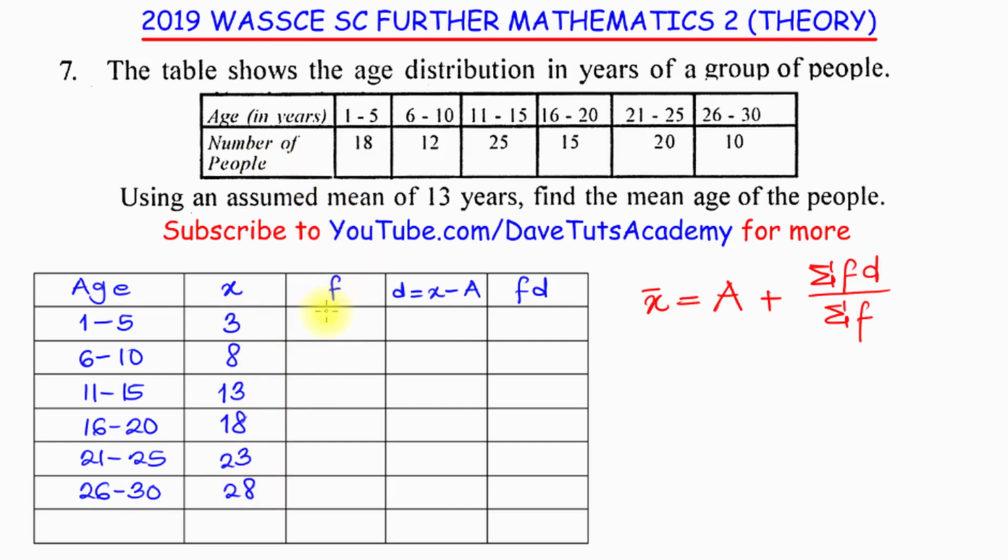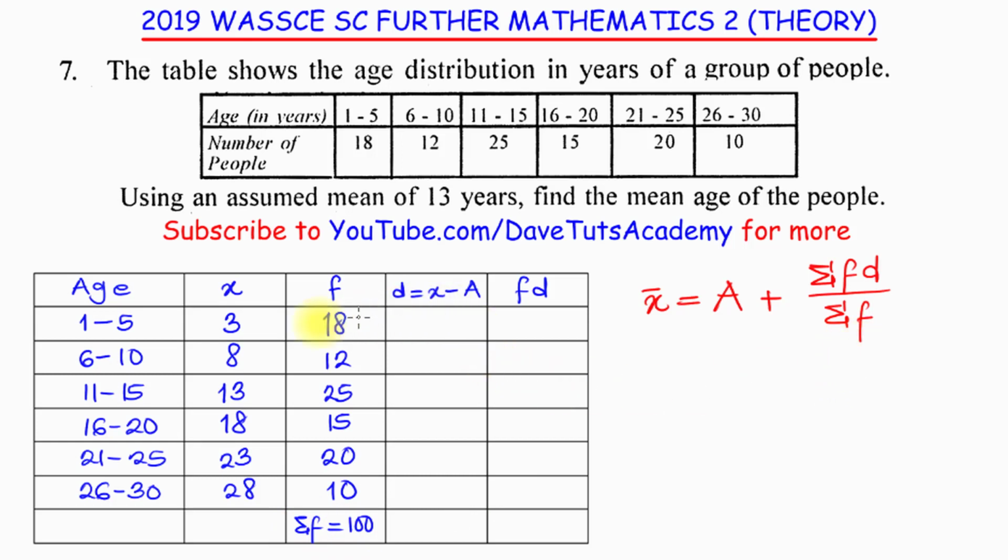Now, the number of people is the frequency. In the first case, we have 18, then 12, then 25. Just inputting these values directly here. Then we have 15, we have 20, and we have 10. So we can sum all of this: 18 plus 12 is 30, 25 and 15 is 40, plus 30 is 70, plus 20 is 90, plus 10 is 100. So summation F is 100, because we are going to make use of that.